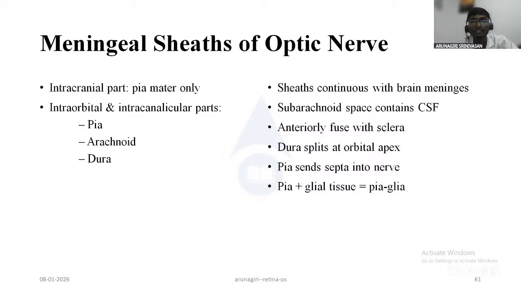Its sheath continues with the brain meninges. The subarachnoid space contains CSF, anteriorly fused with the sclera. The dura splits at the orbital apex. The pia sends septa into the nerve. Pia plus glial tissue is called pia glia.